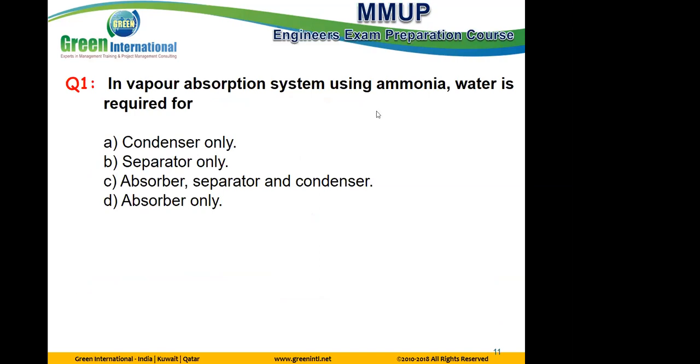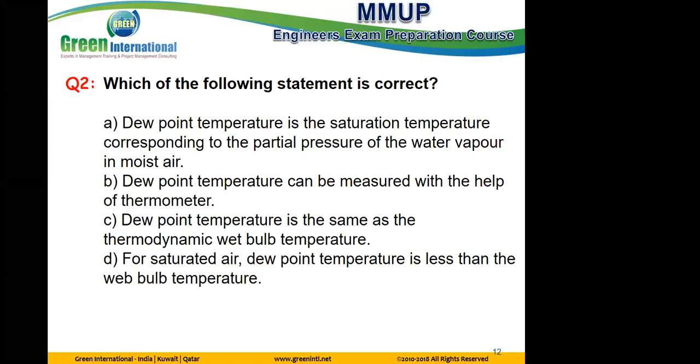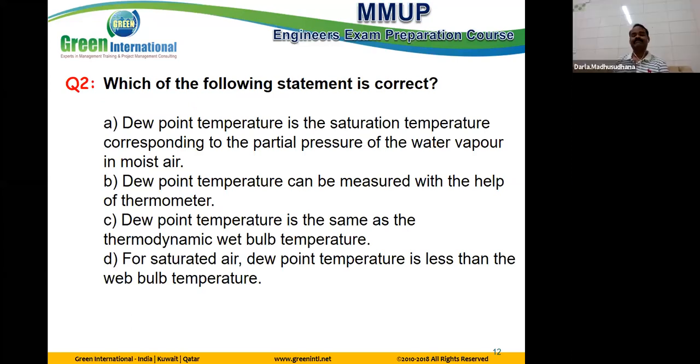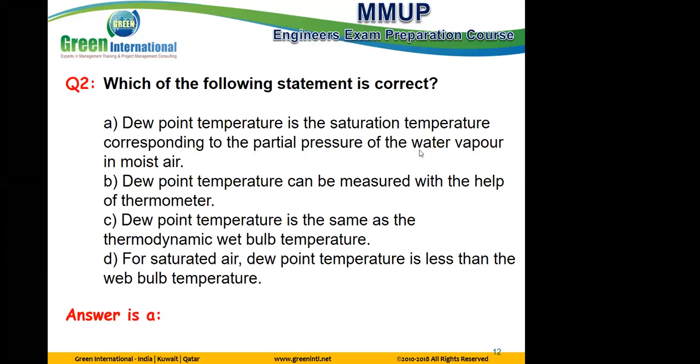Vapor absorption system using ammonia. Water is required for the absorber, separator, and condenser. Which of the following statements is correct? A. Yes, correct. A is the answer.